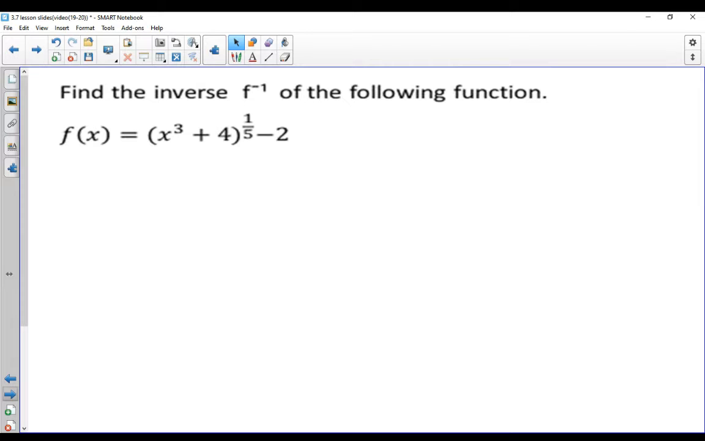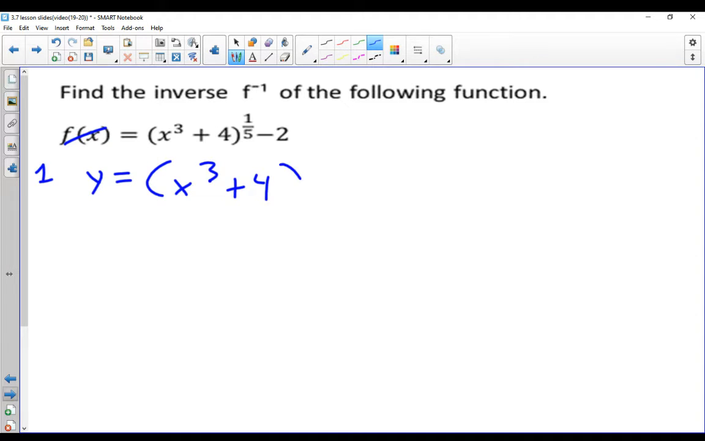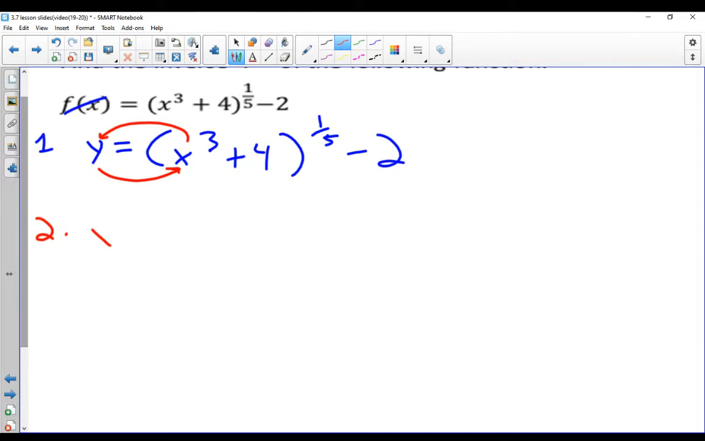Again, find the inverse. First step, replace that with a y. x cubed plus 4 to the power of 1/5 minus 2. And then second step, switch that x and y. So now my x is out here. I got y cubed here plus 4 to the 1/5 minus 2.